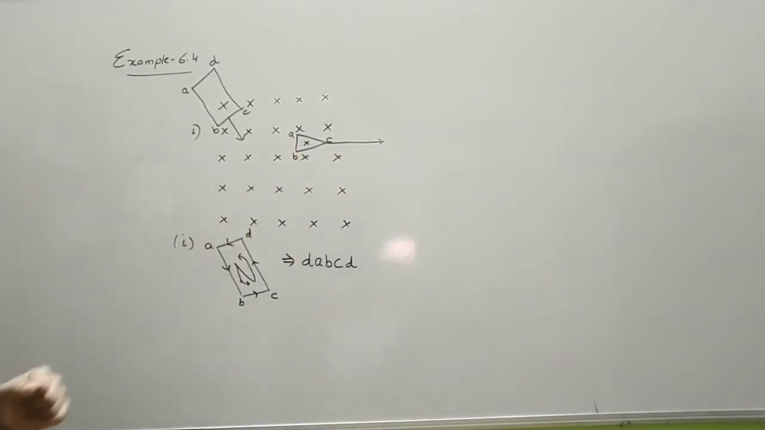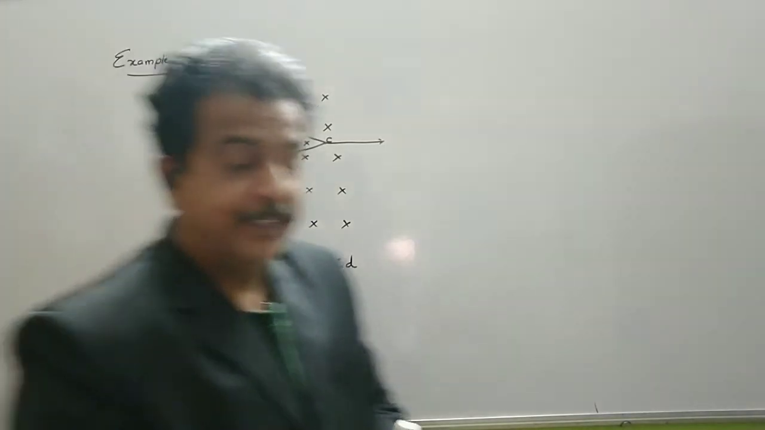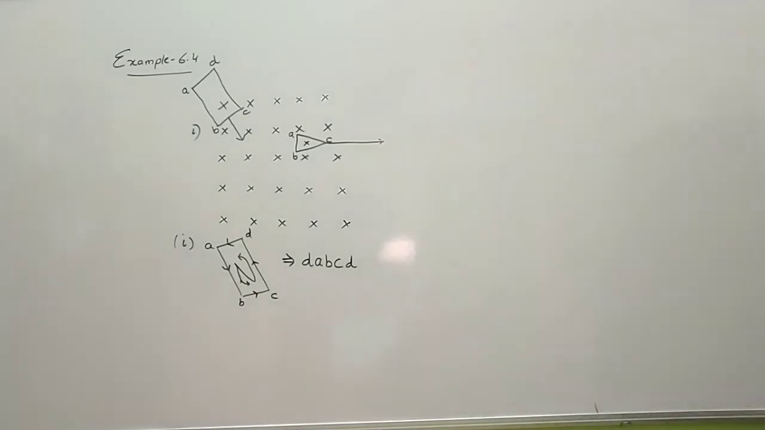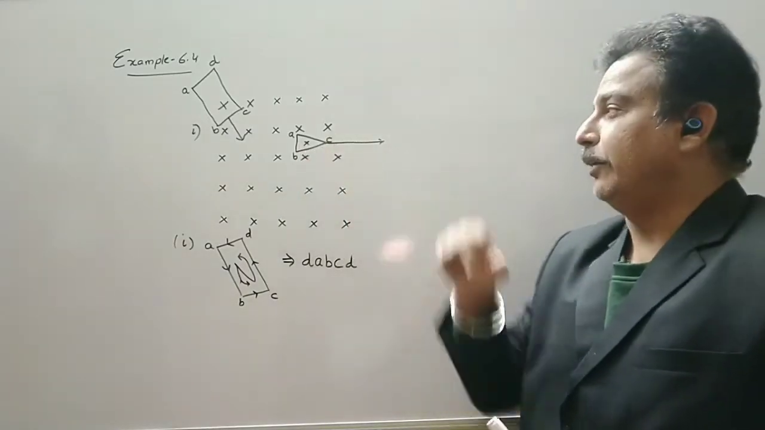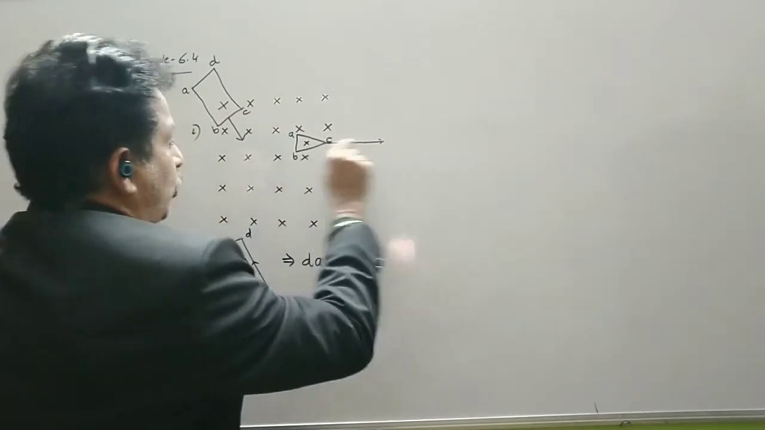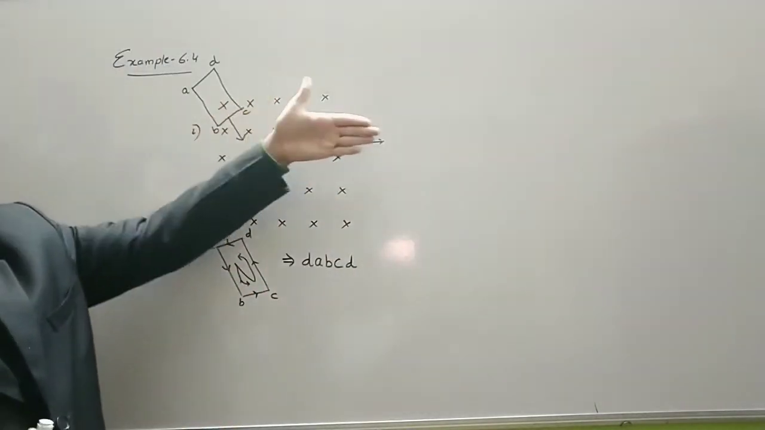So in this situation, the number of field lines should not decrease. It means it should add up field lines. So when it tries to go out, the number of field lines is decreasing.